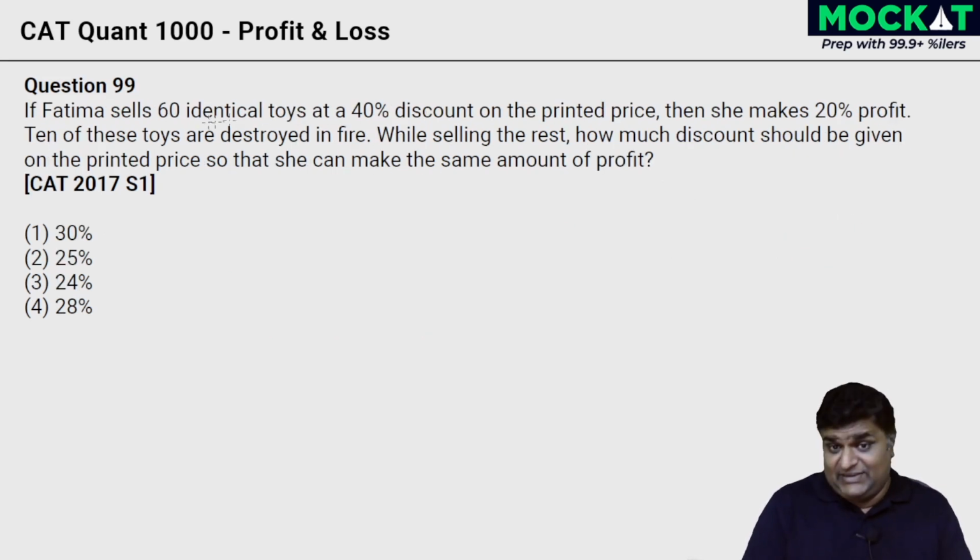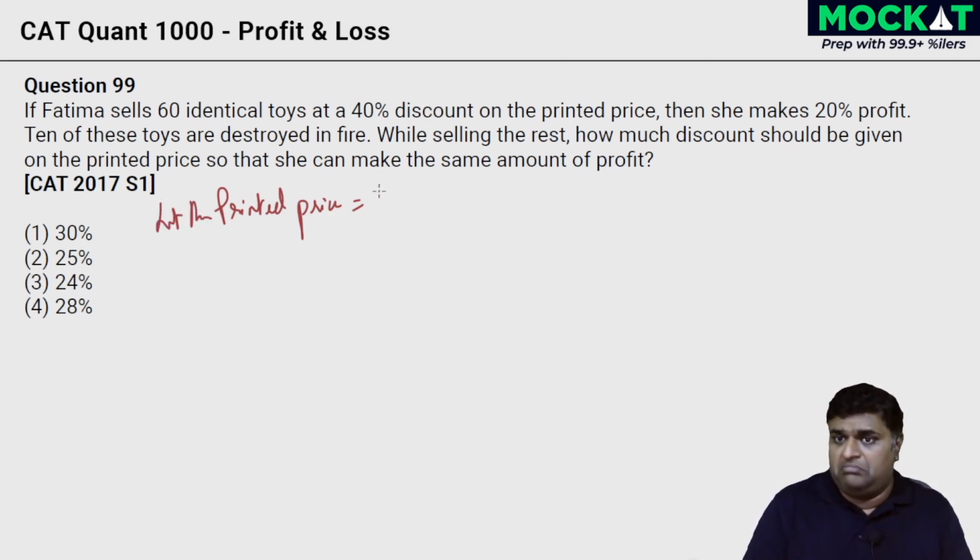If Fatima sells 60 identical toys at a 40% discount on the printed price, then she makes 20% profit. Okay, so let the printed price over here be how much? Let's assume a value, right? Once again, the number of toys is given, but no other absolute value is given. Let the printed price be, rupees, the simplest value, 100, right? 100 per toy, can relate to that.